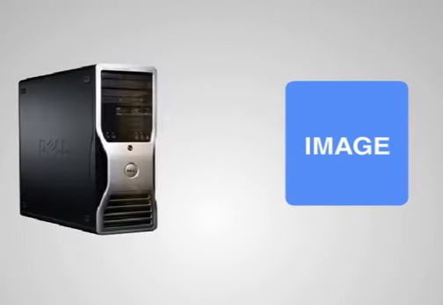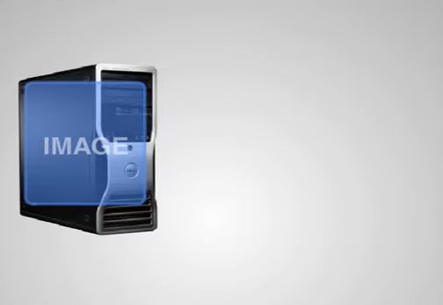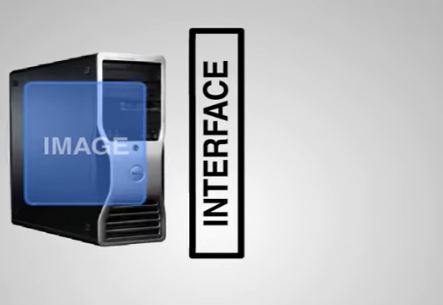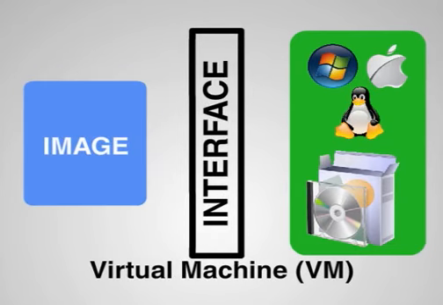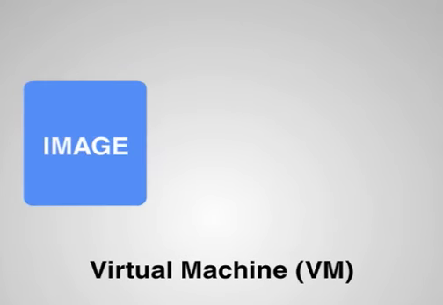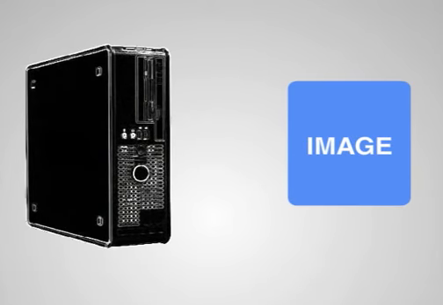This file can then be put on any other computer that runs virtualization software. We call that the host computer. The host loads the image file, allowing the generic interface to use the host's hardware, and presto, that once physical computer is now a virtual one. We call it a virtual machine. It's functionally the same computer as it was when it had a physical body. And that's the beauty of virtualization.